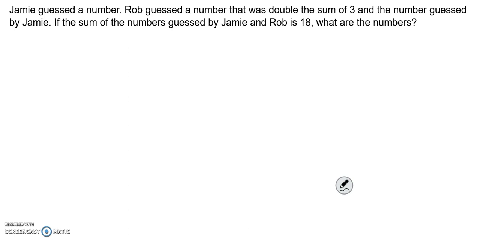Again, look for words that help you see equals. There's only one equation in this problem. If the sum of the numbers guessed by Jamie and Rob is 18, what are the numbers? Absolutely. That is the equation. If the sum of the numbers guessed by Jamie and Rob is 18, what are the numbers? What word in that sentence gives me where the equal sign will go in my problem? Yes? No, if the sum does not tell me that it's equal, there's a word that tells me what's equal.